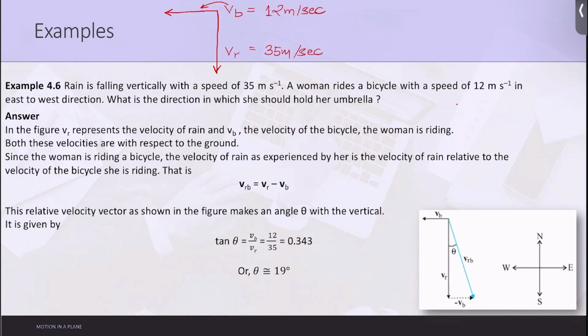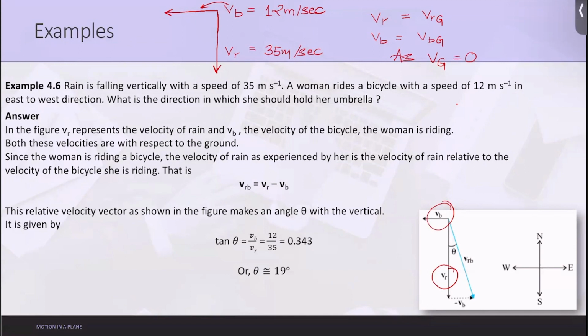Okay, so in the figure, VR represents the rain. As you can see, this is the rain basically, and this is the velocity of the bicycle. Now both these velocities are with respect to ground. Quite evident, as I also explained in the previous example, VAG is equal to VA, and similarly VBG is equal to VB. So therefore we can also write VR is nothing but equal to VRG, and VB is also equal to VBG.